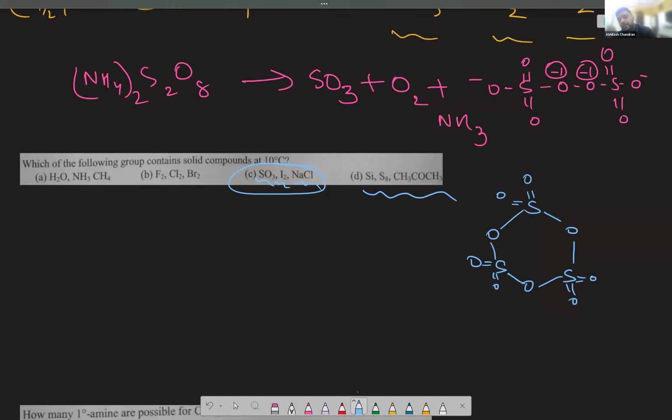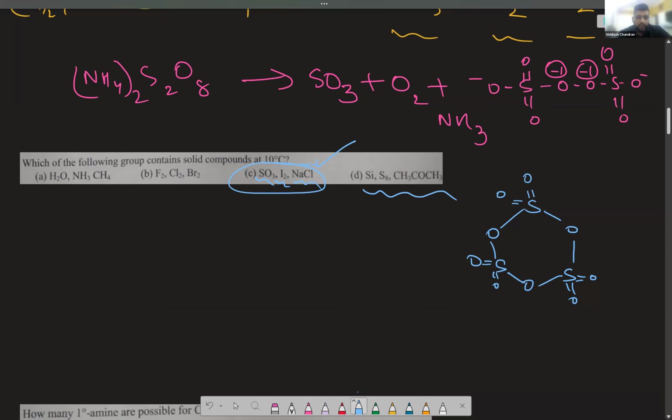So this is a solid. Sulfur trioxide is a solid at 10 degrees Celsius. It has a melting point of around 15, 16 degrees Celsius, I guess. And so, of course, this was kind of obvious. I mean, the A option and B option are straight away out of the window. And in the D option, acetone is something that you know is a liquid around room temperature. And of course, this is the correct answer here: C option, sulfur trioxide, iodine, and sodium chloride.